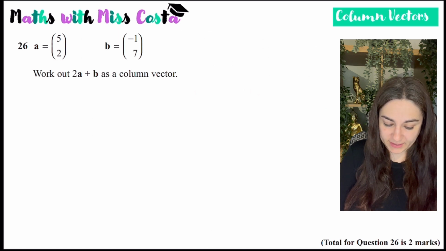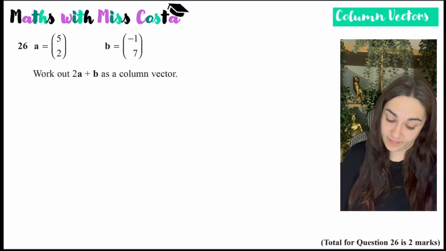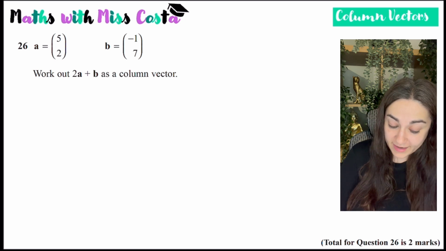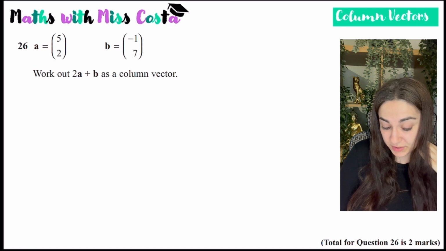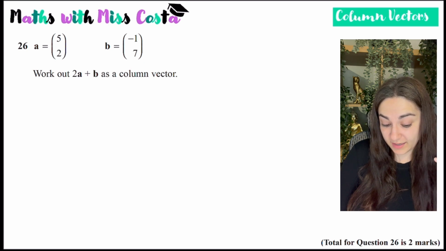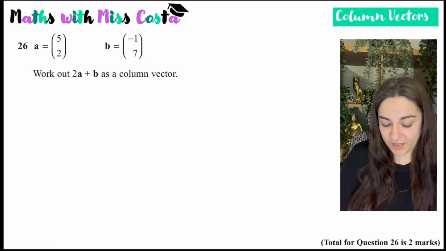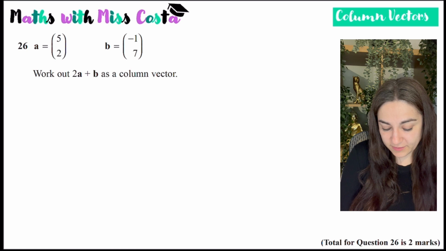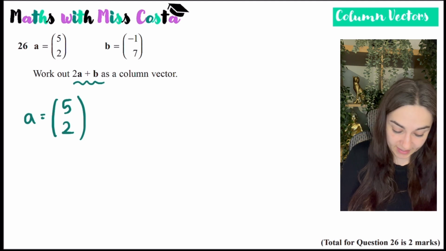Okay, and for the last question, we are adding column vectors. Well, we just have to treat it like vectors. Okay, so we need to work out 2a plus b as a column vector. So I'm told that a is 5, 2. What that means is it's a movement of 5 across and 2 up.